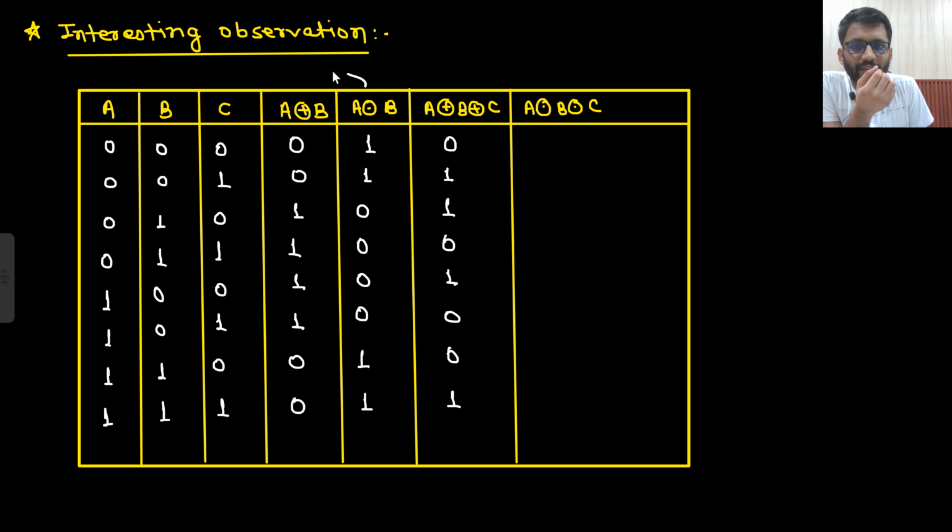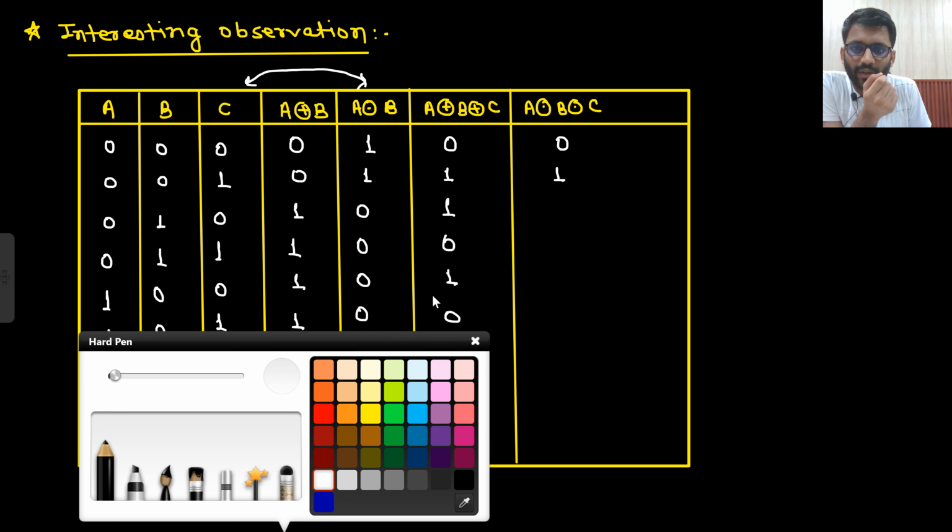A XNOR B XNOR C. Shall I simply do the bar? Shall I simply use a NOT gate here? No, this is not what I need to do, because this is A XNOR B with XNOR C. So this I need to do. 1 XNOR 0 will be 0. 1 XNOR 1 will be 1. 1 XNOR 0 will be 0. Sorry. These two I need to do.